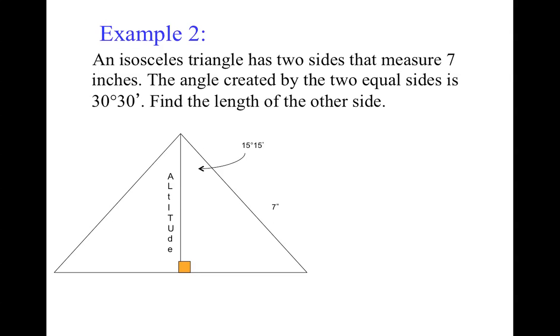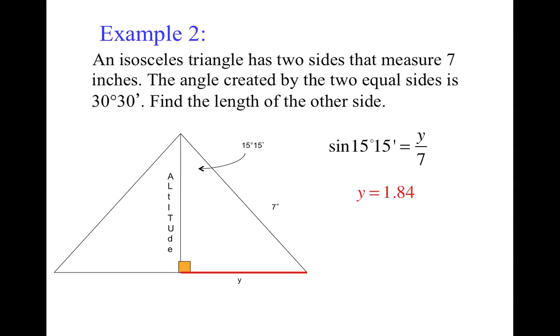that altitude takes the 30 degrees 30 minutes and splits it in half. It acts as a bisector. We then need to find y. Notice the relationship between y, 7 and 15 degrees 15 minutes is going to be using sine. We write an equation. We solve the equation for y.